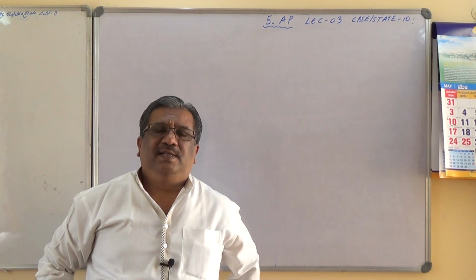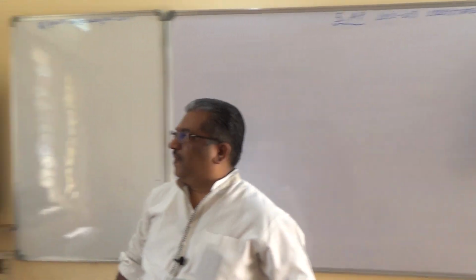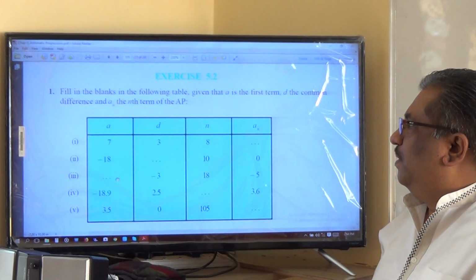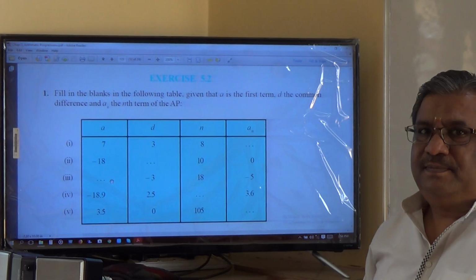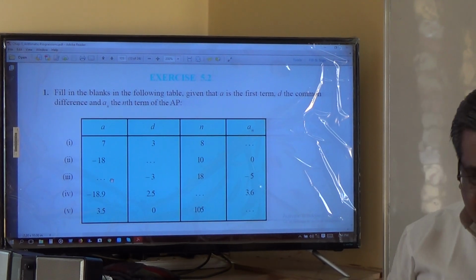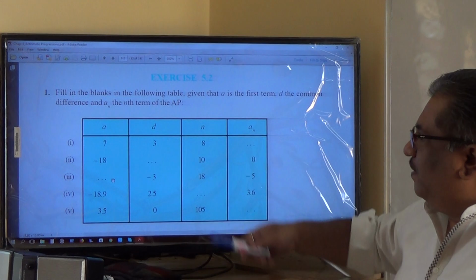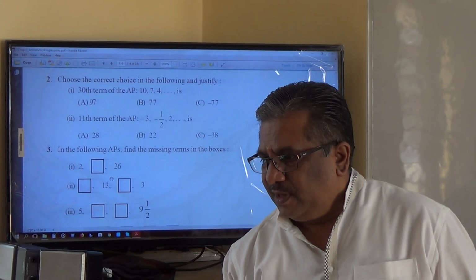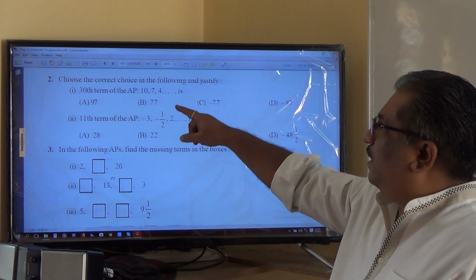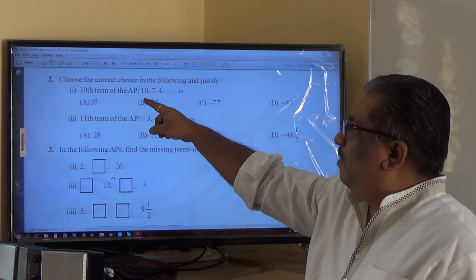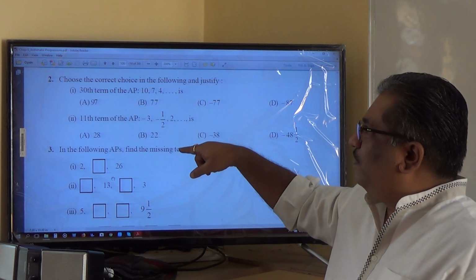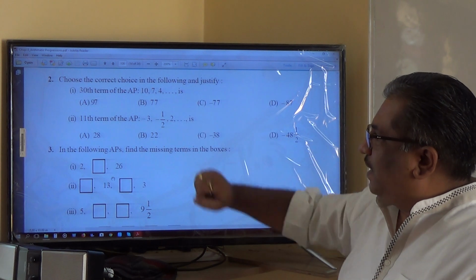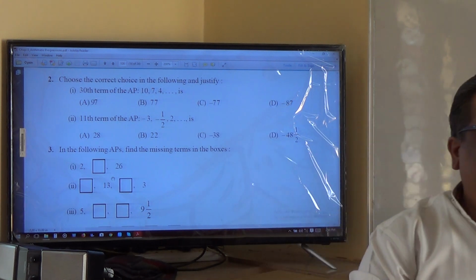Let me take NCERT textbook numericals now, exercise 5.2. I hope visibility is clear. Next, this you solve yourself. The first one is simple, solve yourself. Choose the correct choice: the 30th term of the AP is to be found. Let me work out the first one, you work out the second one.